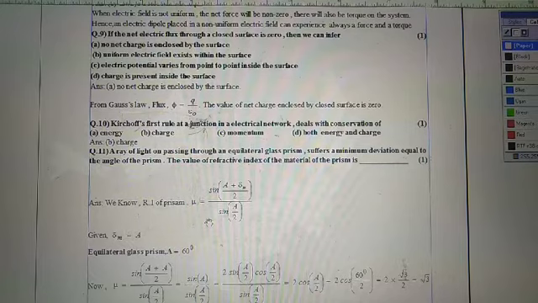Kirchhoff's first rule at a junction in an electrical network deals with conservation of option A, energy, option B, charge, option C, momentum, option D, both energy and charge. The right option is B. This question is knowledge based. So these are the 10 multiple choice questions I explained with solutions.